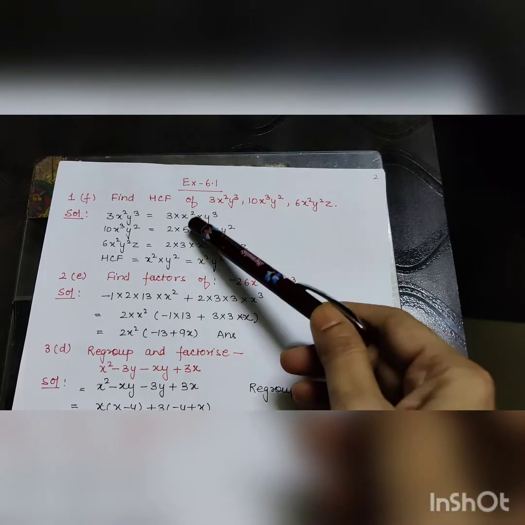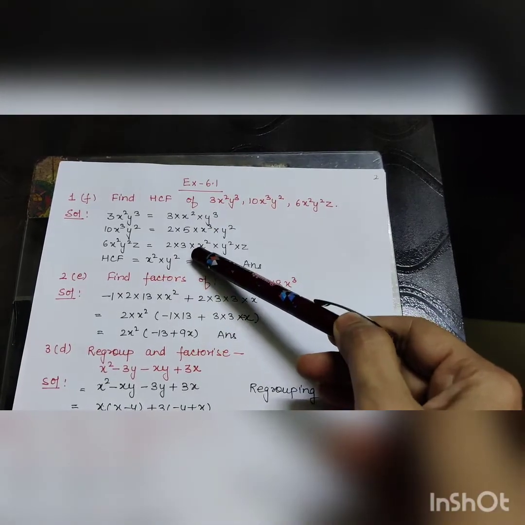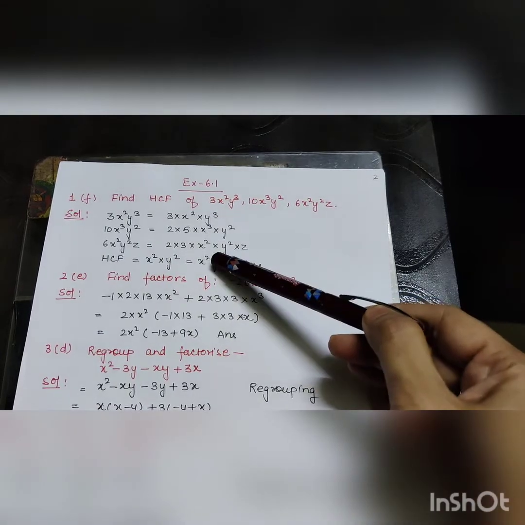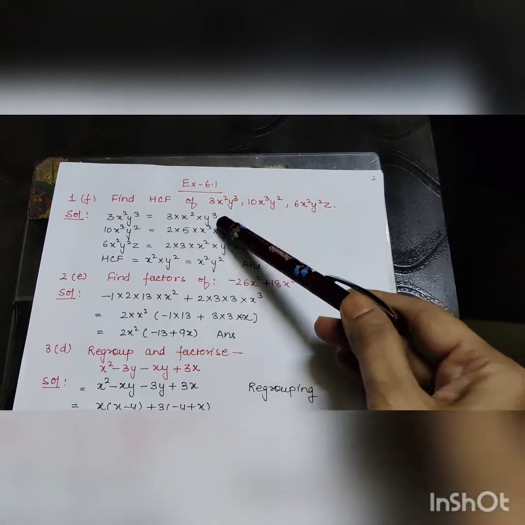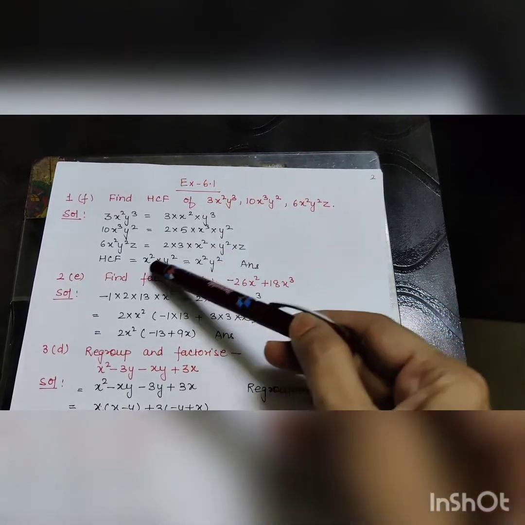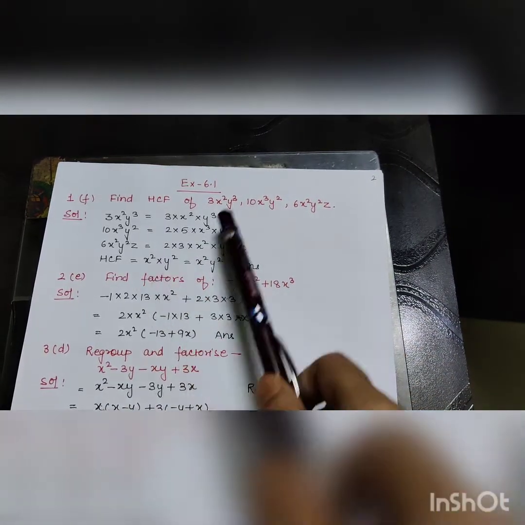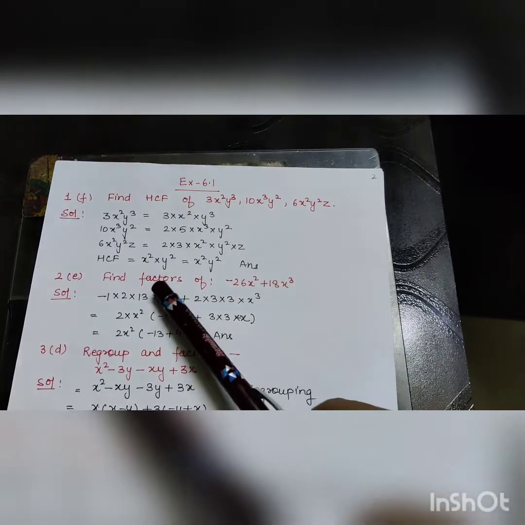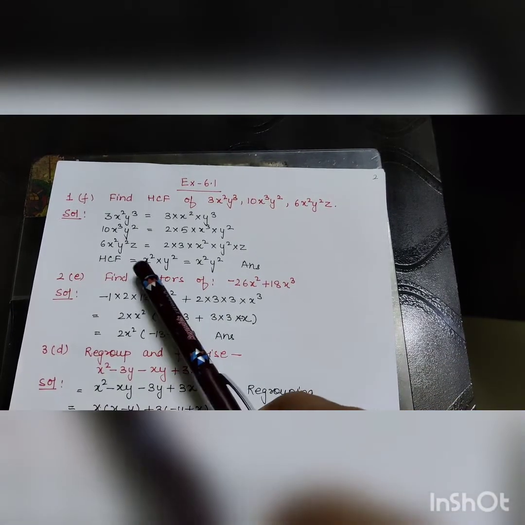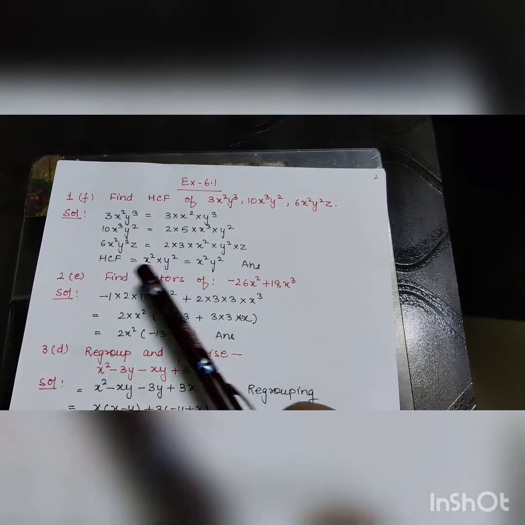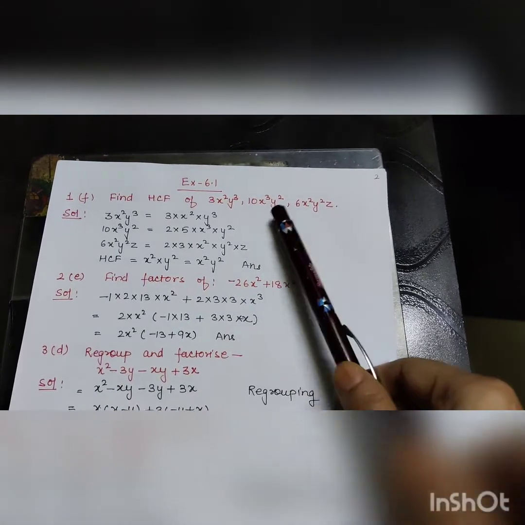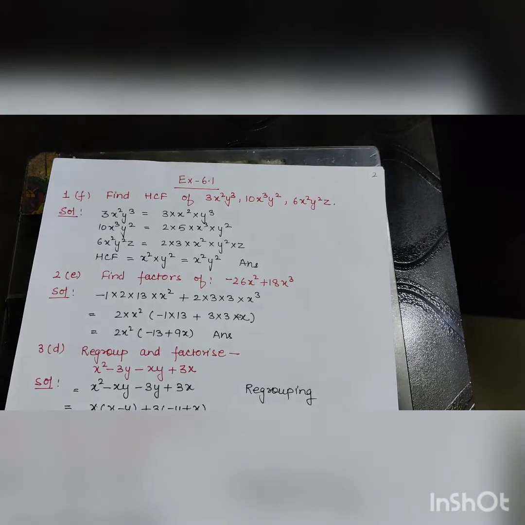Is 2 common? No, it is not. Is 3 common? No, it is not. Is 5 common? No, it is not. Let's check for the powers of x. Which power of x can be taken as common? X square is common in all the three. Which power of y is common here? Y square is common in all the three. So x square into y square is the HCF. That means x square y square is the HCF of all these three terms.